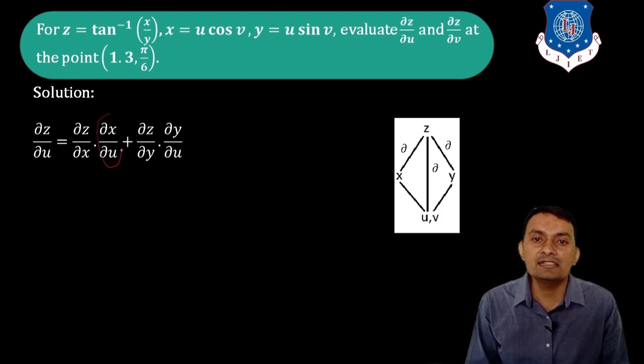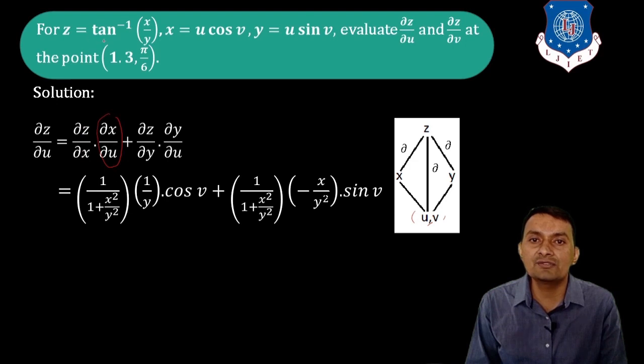Why are we using here del x by del u? Because x itself is a function of u and v. That's why we are using del x by del u. Plus del z by del y into del y by del u. And for that, what we have to determine is del z by del x. So z is there. So we know that 1 divided by 1 plus x square, but x is replaced by this quantity. So x square plus y square is there.